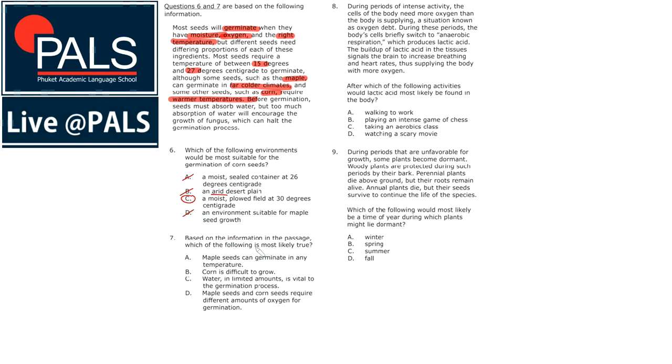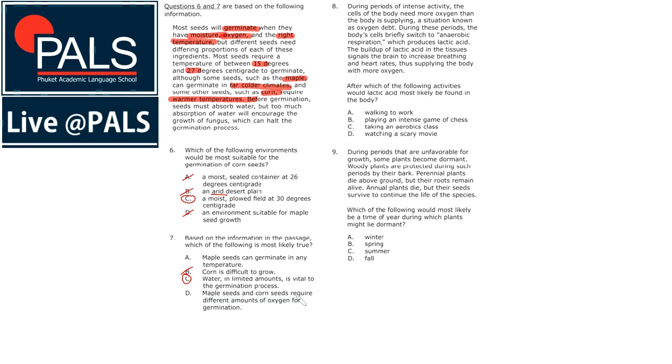Based on the information in the passage, which of the following is most likely true? Maple seeds can germinate at any temperature. That is probably wrong. They require colder temperatures. Although it says can, which means they eventually could grow at warmer temperatures too. So let's actually wait with crossing that out. Corn is difficult to grow. That's way too general. Water in limited amounts is vital to the germination process. That sounds very good. So it's probably going to be C.